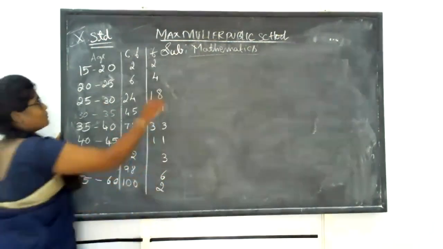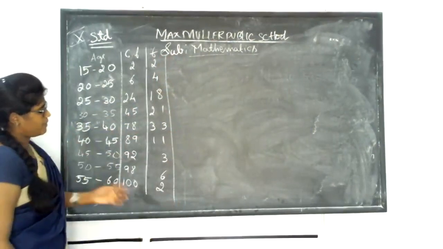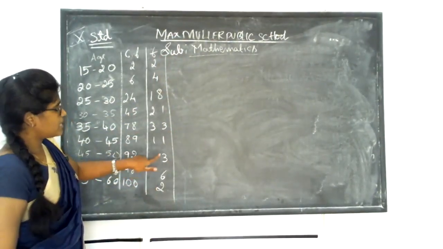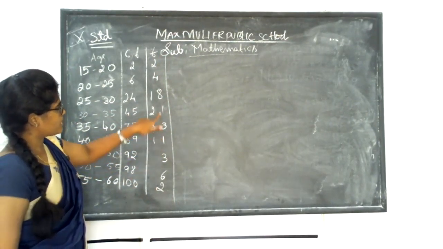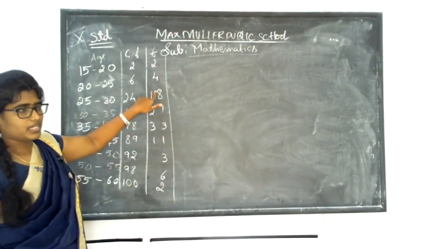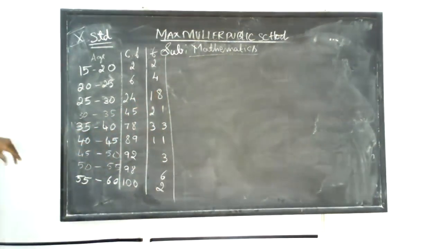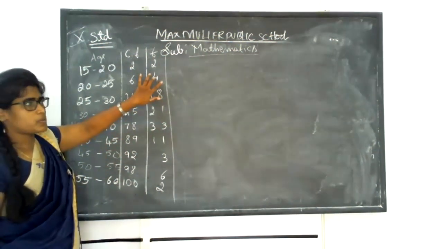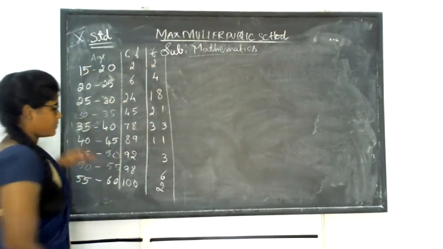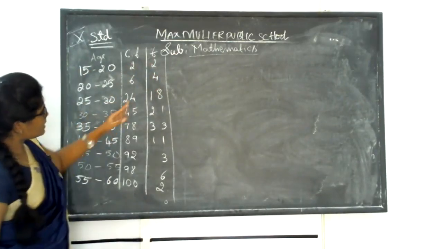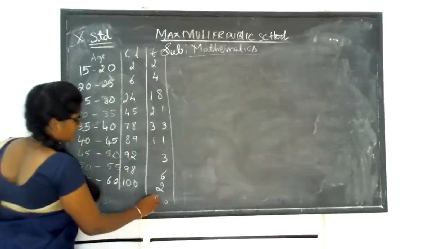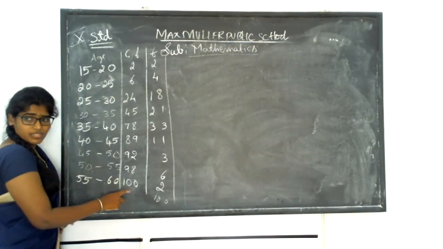Now what do you need to do? You need to find it out. What will you get? 2. 2 plus 6 is 8. 8, 9, 10, 11, 12, 13, 14, 15, 16. 16 plus 8 is 24. 24 plus 4 is 28. 28, 29, 30. 0, 3 carry. Then 3 plus 1, 4, 5, 6, 7, 8, 9, 10. You will get 100. See here, the cumulative last number is also 100.